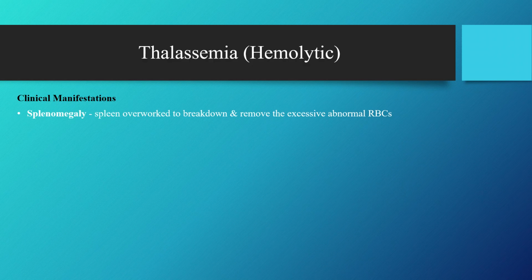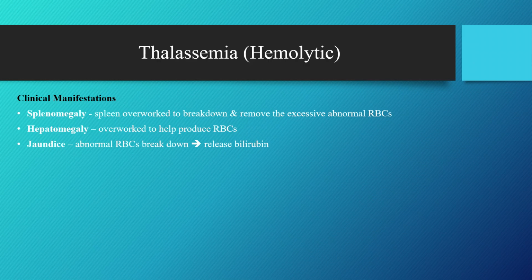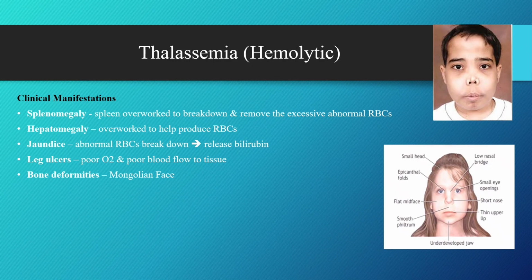We'll see splenomegaly, which is the spleen being overworked to break down and remove excessive abnormal RBCs. Hepatomegaly, which is the liver overworking to help produce RBCs. Jaundice is going to be that abnormal RBC breakdown, which releases bilirubin. Leg ulcers because of that poor O2 and poor blood flow to the tissue. Bone deformities, Mongolian face. And so here are some pictures.